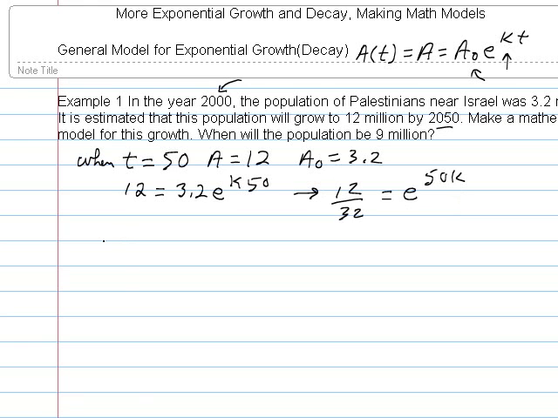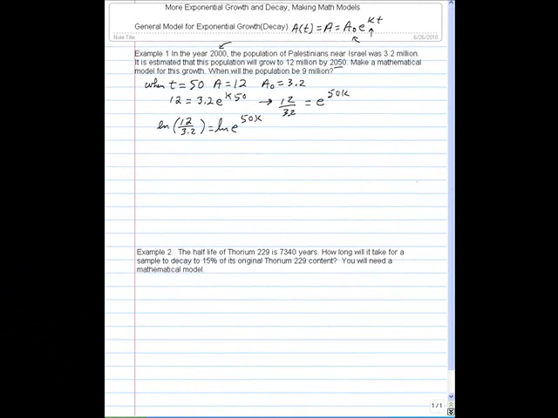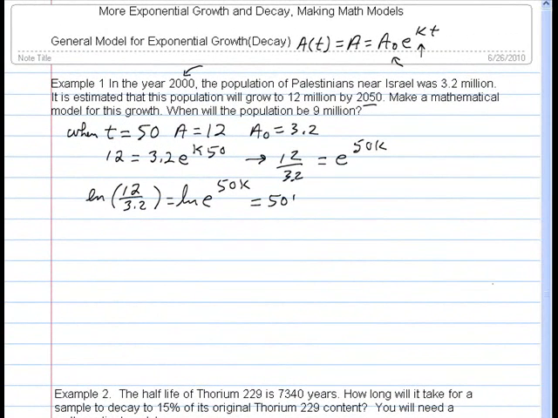And then we want to take logs of both sides. Now, since the base here is e, I'm going to use the log base e for my log of both sides. So I'll say ln of 12 over 3.2 is equal to the ln of e to the 50K. Well, we've run into this before. ln and e are inverses of each other. In other words, this is saying the exponent of e that gives you e to the 50K. Well, that's just 50K. Or another way of thinking of it is the ln and e are inverses of each other, so they just basically reverse each other, and you end up with 50K.